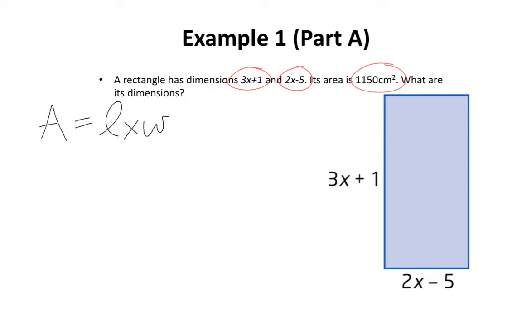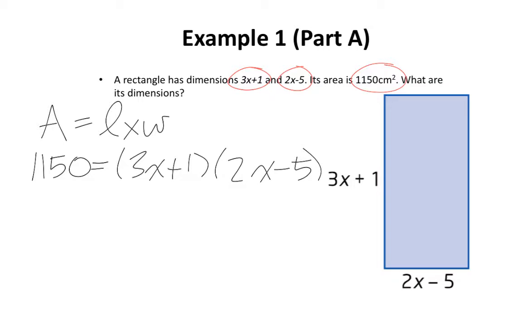So at this point, I'm going to substitute in my known values. I know the area is 1,150. I know the length is 3x plus 1. Make sure you put that in brackets. And the width is 2x minus 5.